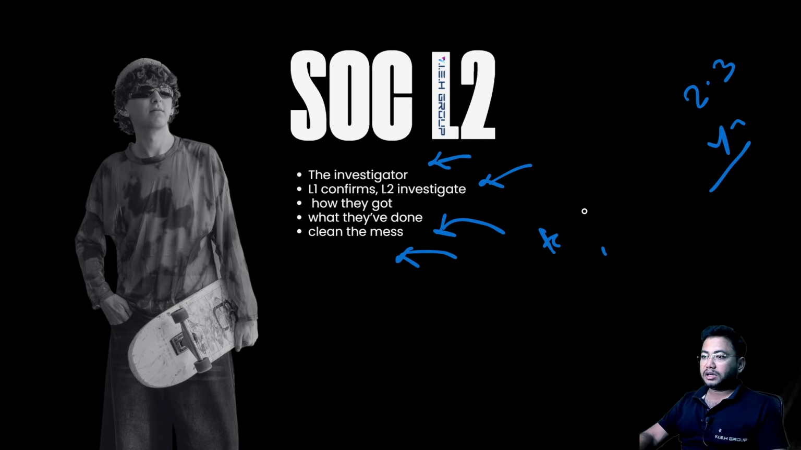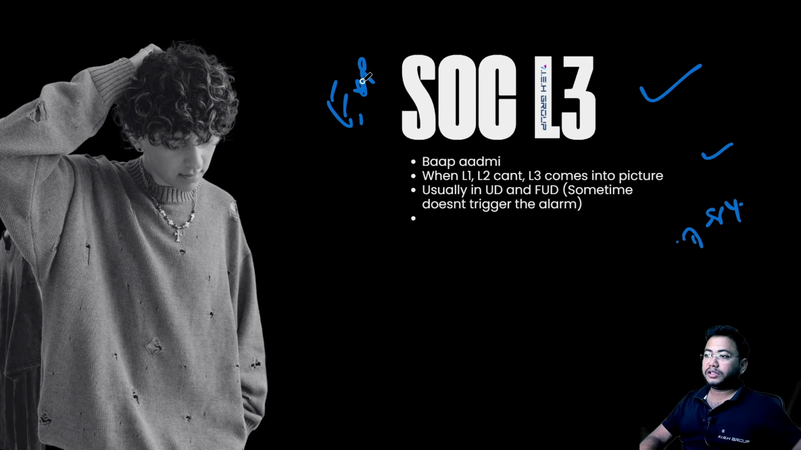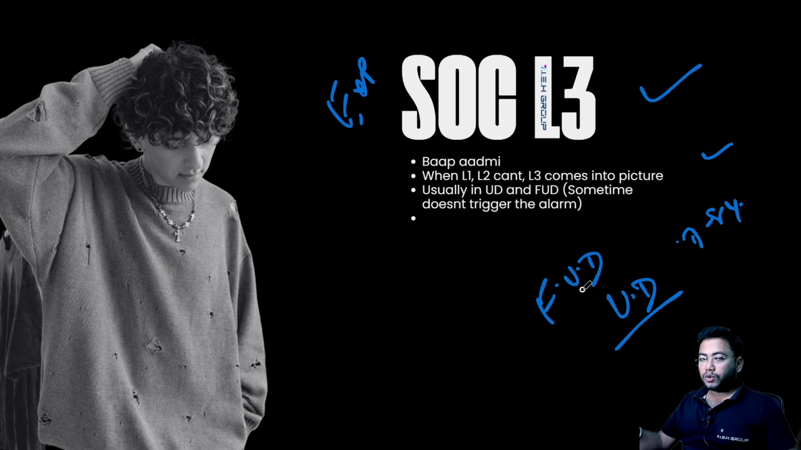Then there comes L3. They have good experience, let's say 7 to 8 years. When L1 and L2 can't, L3 comes into the picture and investigates. They are very experienced people with very good experience of SOC. Sometimes in the network there is no alarm, but there is something that L3 checks out. There might be a UD, an undetectable virus, or FUD, a fully undetectable virus. It passes through the firewall, and if you have IDS, IPS, it passes through those too. Then L3 takes out all those things.